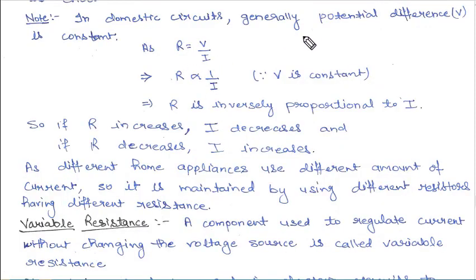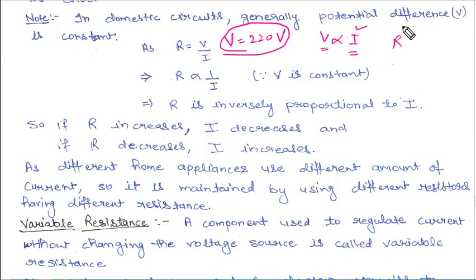In Ohm's law, we studied that V is directly proportional to I when R is constant. But as we know, in domestic circuits the V is fixed, which is 220 volt. That means here voltage is fixed. So we cannot change the current by using the voltage because V is fixed here. That means we have to connect this I to the R because each appliance requires a different amount of current. So if the voltage is fixed, we have to change the current using the R. So how can we do this?